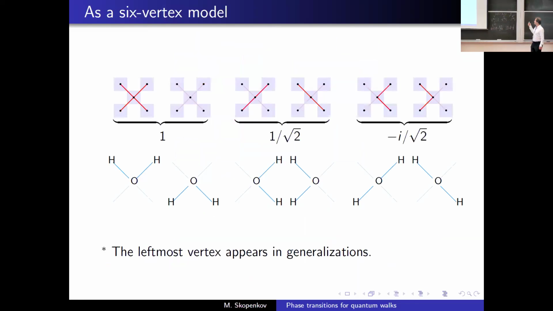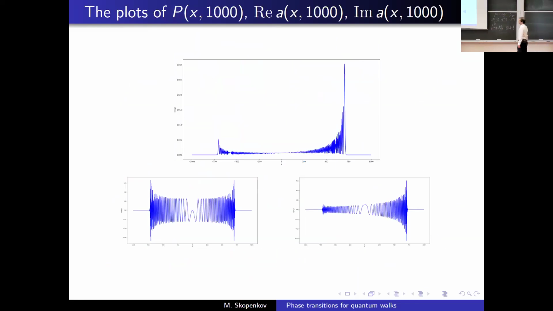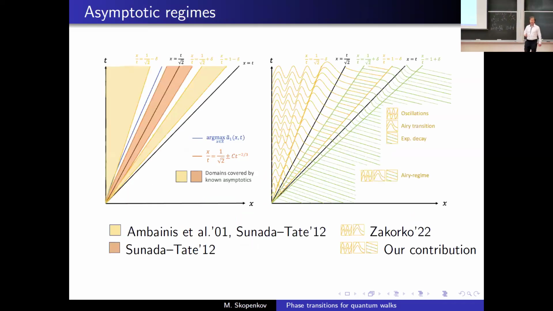And we are going to study this probability distribution for large time t. Here the plot illustrates t equal to 1000. If we start from x equal to 0 and increase it, then we first observe some oscillations, then a sharp peak, and afterwards we get an exponential decay. This observation has been proved rigorously in a seminal work by Sunada and Tate.